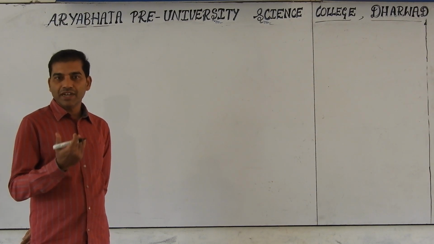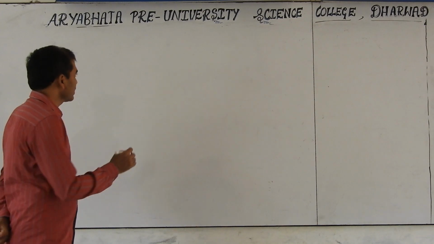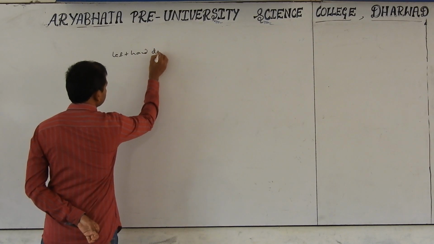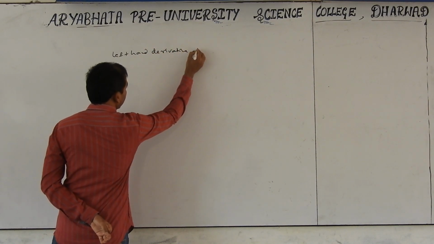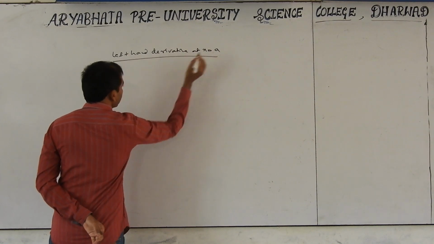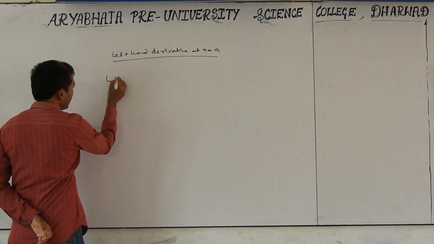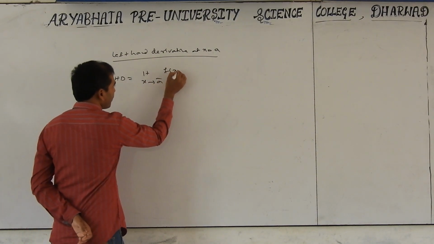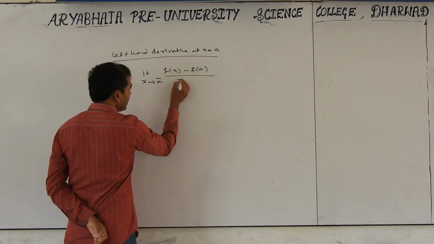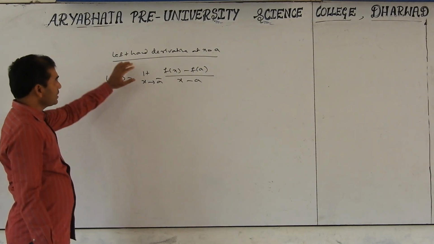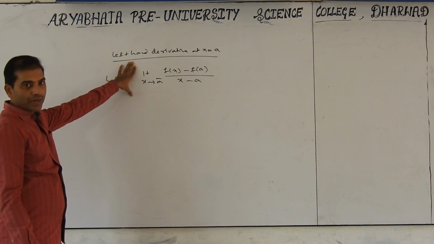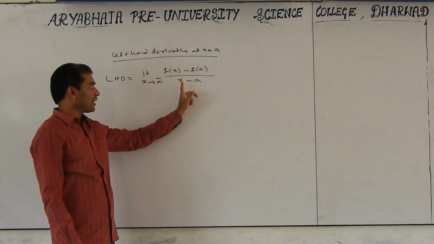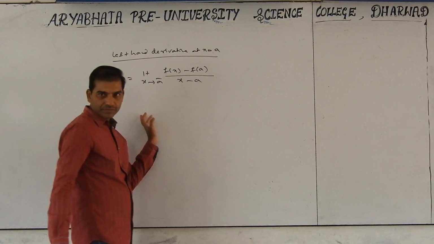Left hand derivative and right hand derivative. First, at the point x equal to a, the left hand derivative is denoted by LHD. It is the limit as x tends to a minus of f of x minus f of a by x minus a. f is said to have a left hand derivative at x equal to a if this limit exists.